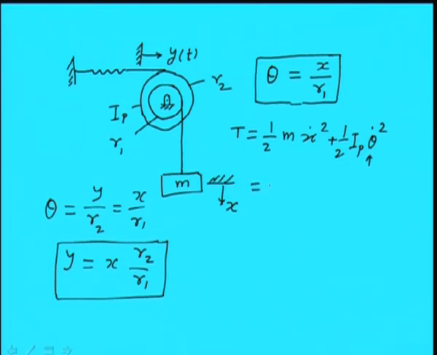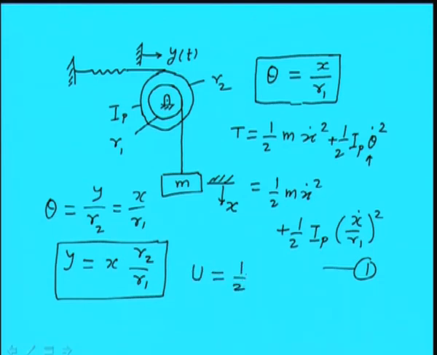So kinetic energy will be half m x dot squared plus half IP theta dot squared, and theta can be replaced like this. So this is the kinetic energy of the system. Now we will see the potential energy of the system. Because the spring is getting an extension of y, we can write this as the potential energy of the system, and y can be replaced in terms of x.